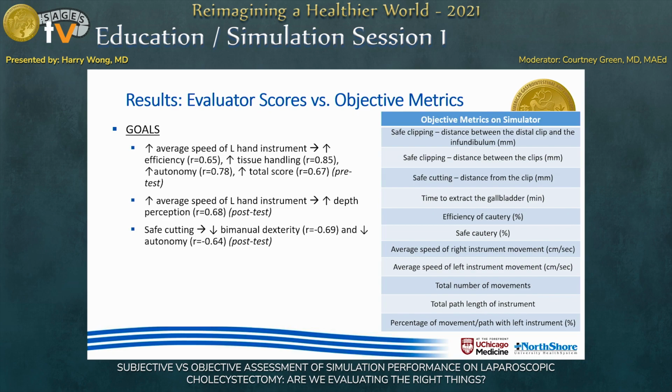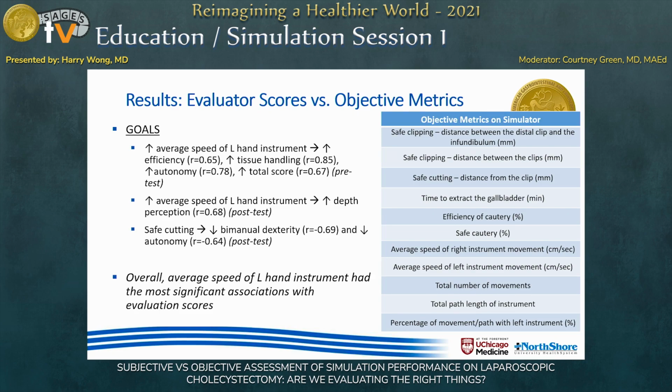So I just breezed through a bunch of associations. But the main point here is that overall, we found that the average speed of the left-hand instrument had the most significant associations with the evaluation scores, which is consistent and kind of makes sense. I can't even count the number of times my attending has told me to use my left hand, so clearly it's very important.